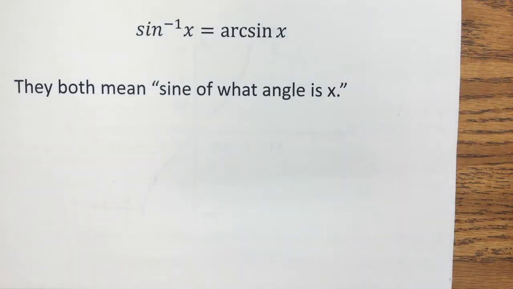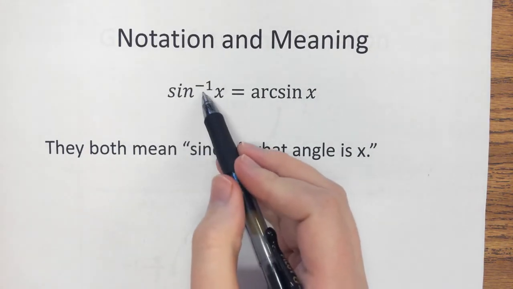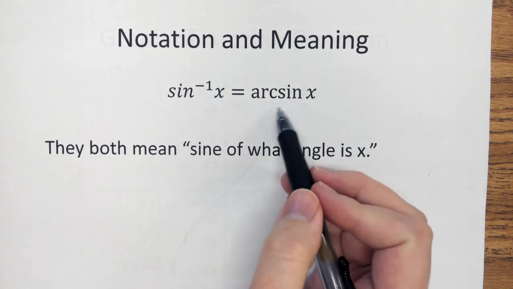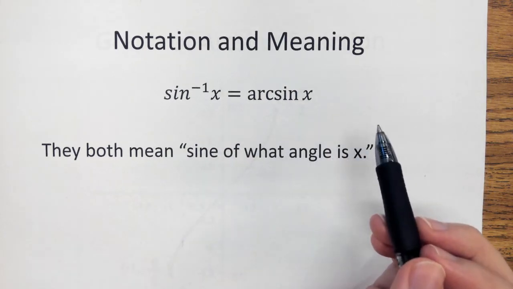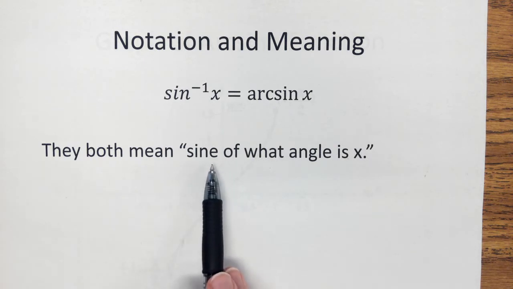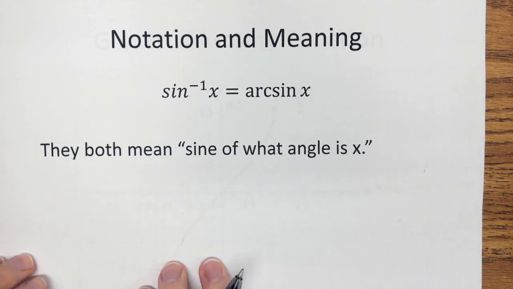So, first of all, you're going to see a little bit of notation. You've seen this before. The negative 1 power means inverse. You might also see arc sine or arc cosine or really any of the 6 trig functions we've talked about. Both of these are asking you, sine of what angle is x. So your answers for all of these questions are going to be angle measures.